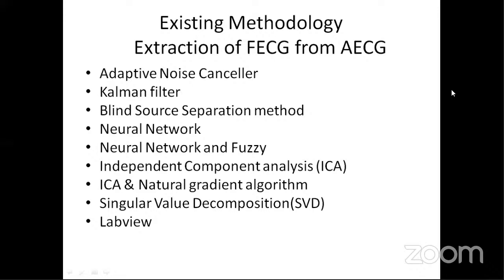So there are a number of existing methodologies: adaptive noise canceller, Kalman filter, blind source separation method, neural network, fuzzy, independent component analysis, that is called ICA, natural gradient algorithm, singular value decomposition, and LabVIEW also.